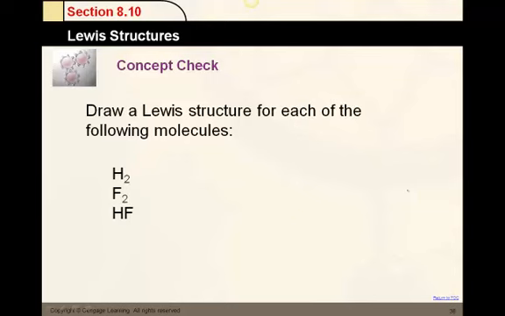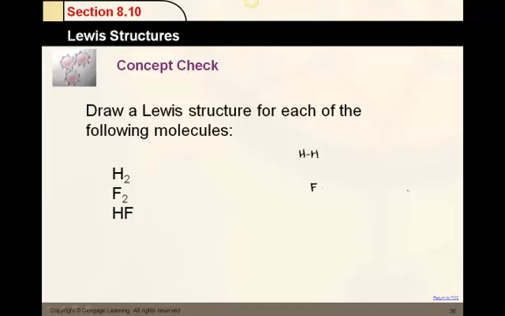All right, so let's draw a Lewis structure for each of the following molecules. Some of these are pretty easy. H2. Well, each hydrogen has 1, and so H2 will just look like this. Dash H. I'm not sure why I made that hydrogen look different than the first one, but there you go. All right, next one is F2. Fluorine has 7 valence electrons. Times 2 is 14. Divided by 2, we're back to 7.